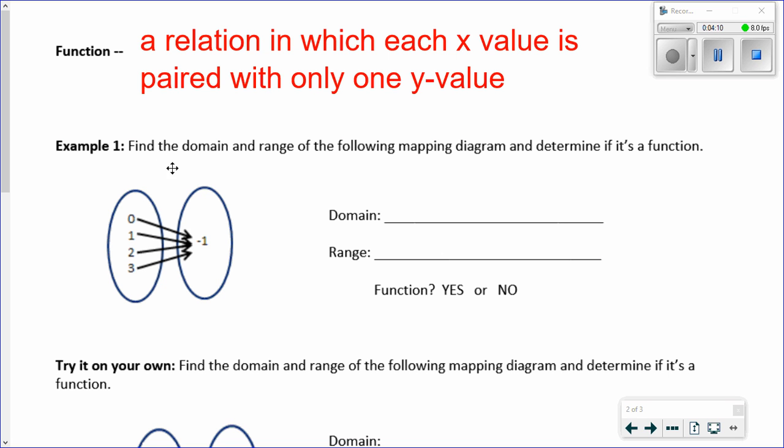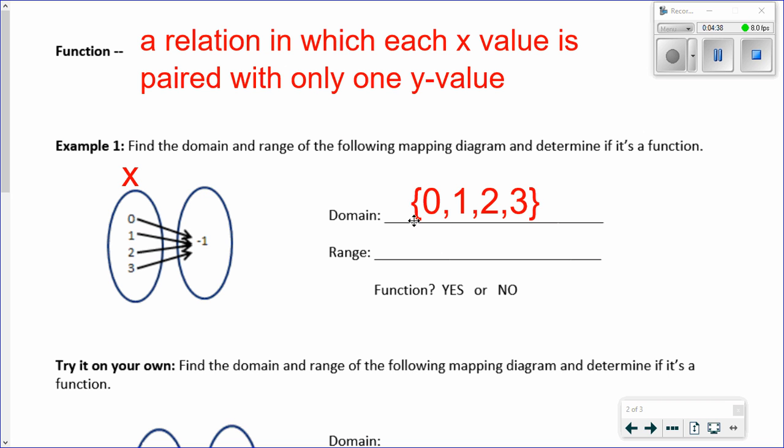Okay? Write the domain and range in the following mapping diagram and determine if it's a function. So, for domain, I'm going to look at these x values. Okay? So, to write them out, I'm literally just going to write them in order from least to greatest, with commas in between. So 0, 1, 2, 3. None of them are repeating. None of them have extra arrows coming out, so I just go ahead and write them as they are.